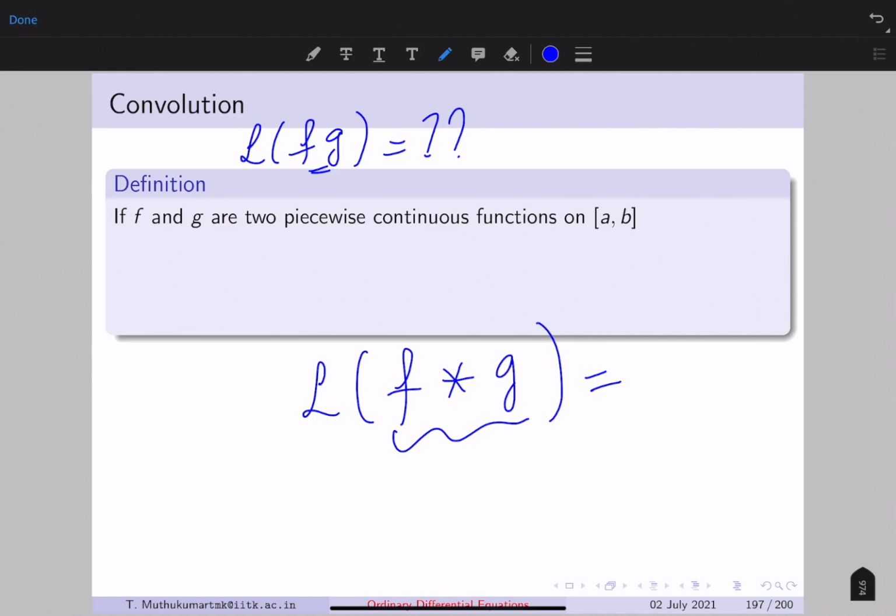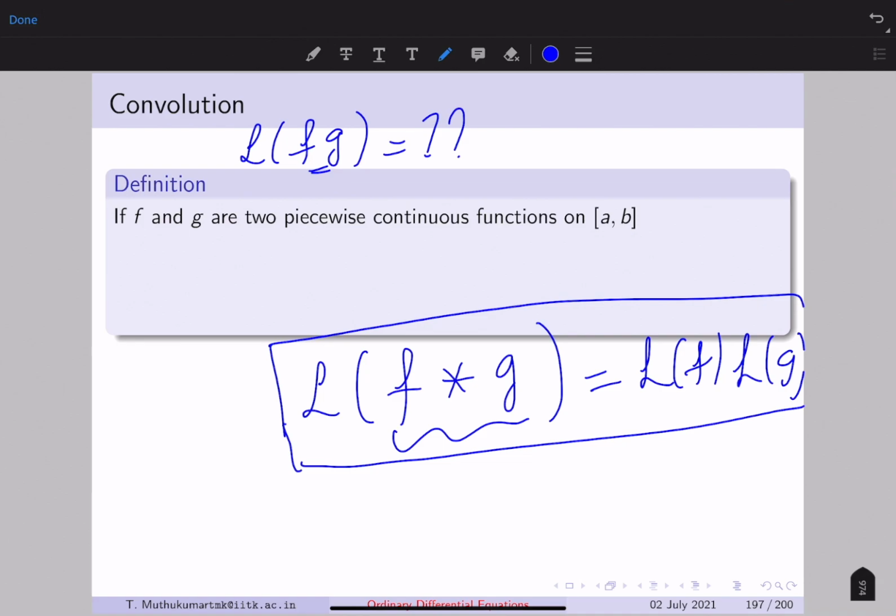This has a nice property, which is that the Laplace transform of f star g is the product of the Laplace transforms of f and g. So the convolution comes from there. If I take two functions f and g, I don't do the pointwise product, I do the convolution product. Then we will see a theorem that the Laplace transform of the convolution of two functions is the product of the Laplace transforms. Okay. So what is convolution?